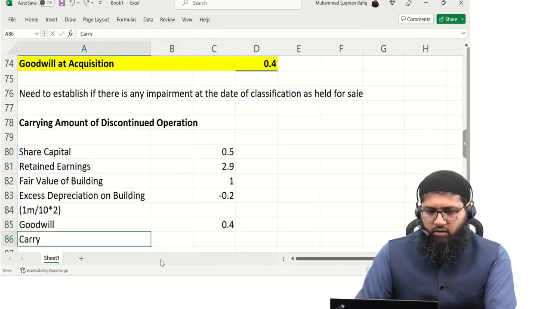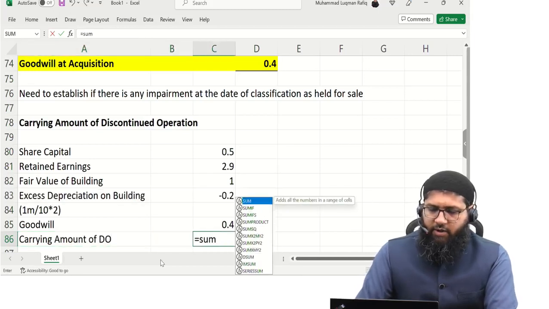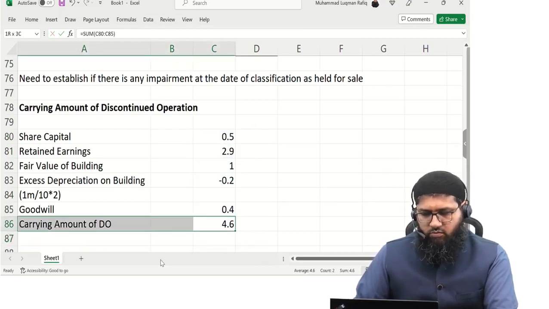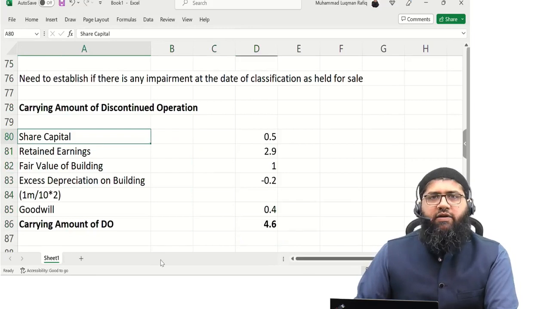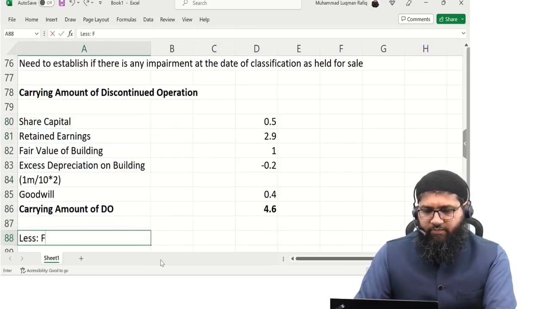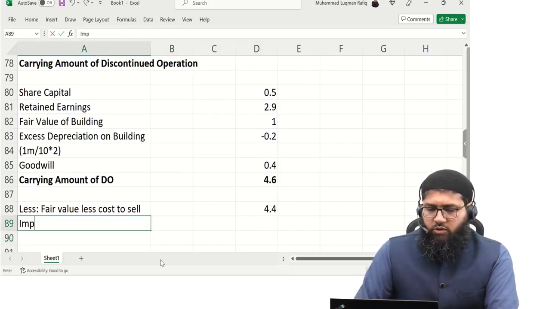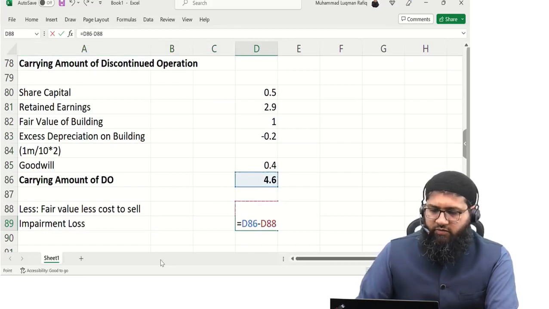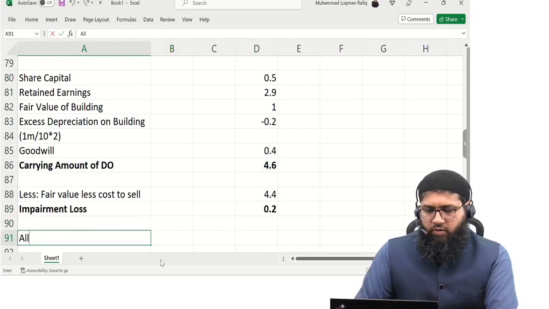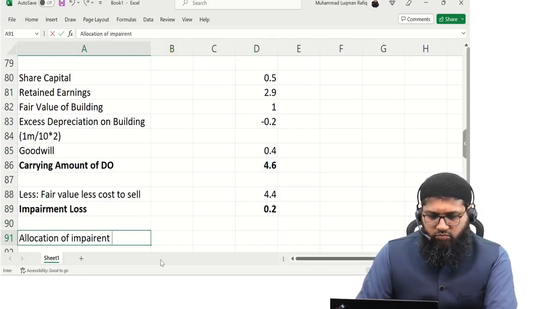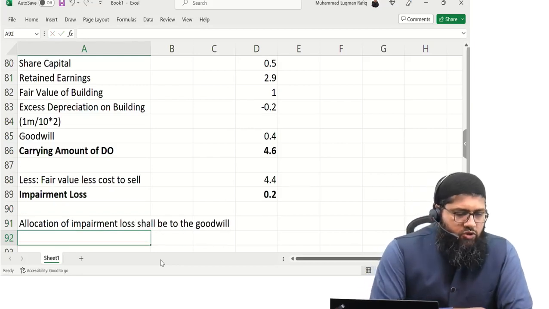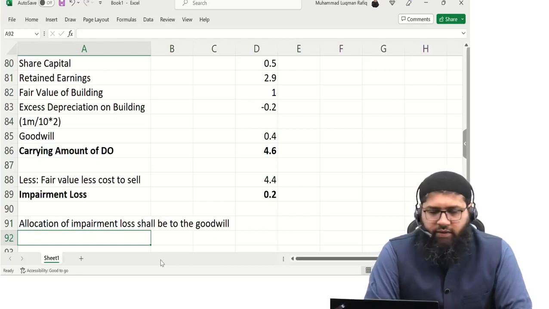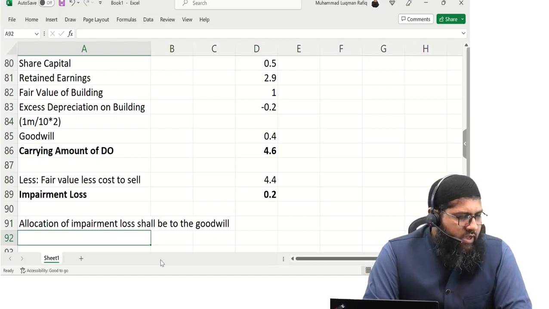So the carrying amount of the discontinued operation is going to be like this, less fair value less cost to sell, 4.4 million. Impairment loss is going to be this minus this. The allocation of impairment loss shall be to the goodwill. So the impairment loss shall be allocated to the goodwill, right?